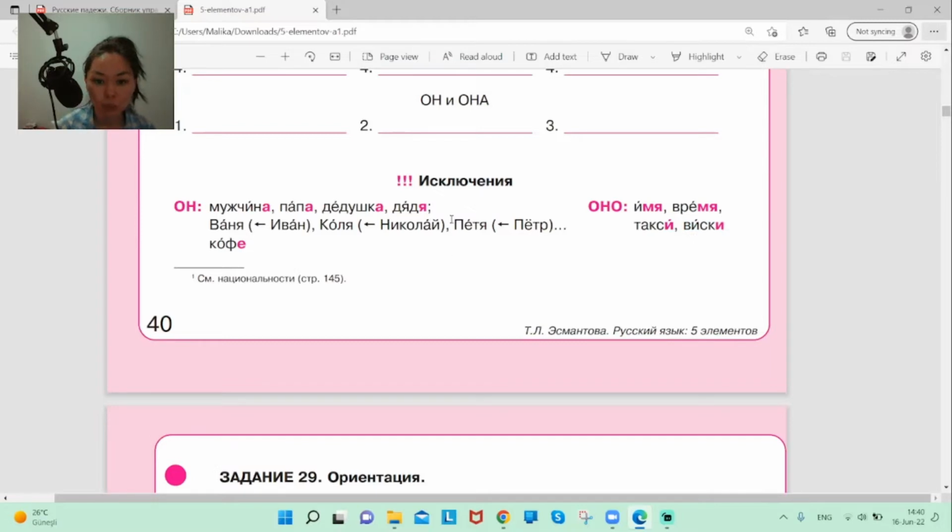What exceptions do we also have? Words like мужчина, man, папа, dad, дедушка, grandfather, дядя, which end in а or я. But they are exceptions. We should remember that they are masculine. They will be declined as feminine, but all other things like adjectives and pronouns will be masculine.